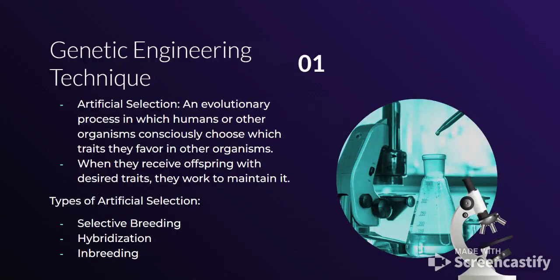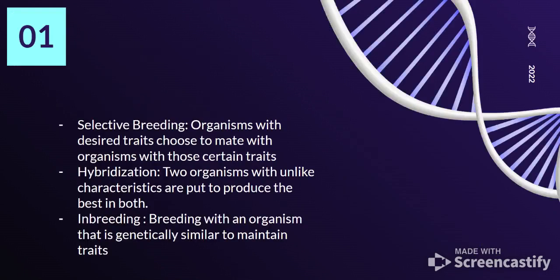So the first technique of genetic engineering is artificial selection, which is a process when humans or other organisms just consciously choose which traits they favor in other organisms. And when they receive offspring with those desired traits, they work to maintain them. There's three different types of this, which are selective breeding, hybridization, and inbreeding. The first one, selective breeding, is when organisms with desired traits choose to mate with organisms with those certain traits. For example, broccoli and cabbage were all derived from a wild plant through selective breeding.